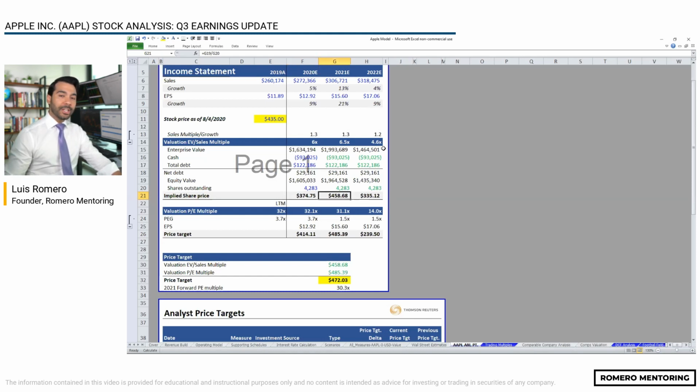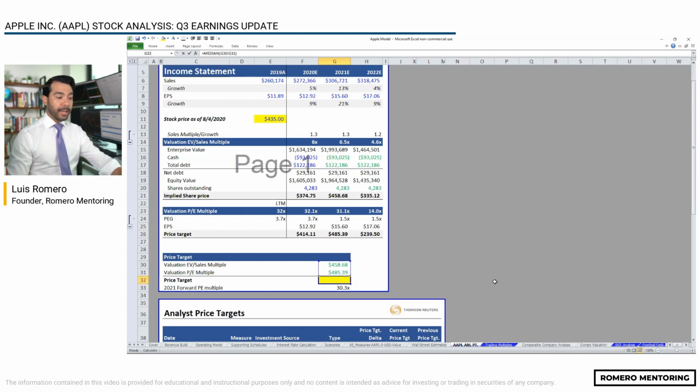If we focus on 2021 expected revenue, 306 billion, okay? That's a 13% growth for next year's numbers. A 6.5 EV over sales multiple will give you roughly, wow, almost $2 trillion. That's 1.9 trillion in terms of enterprise value. You subtract your net debt, you get your implied equity value divided by your shares outstanding, you get an implied share price of $458. Now, if you look at PE multiple for 2021, a multiple of 31 times their expected earnings per share on a GAAP basis will give you a $485 price target.